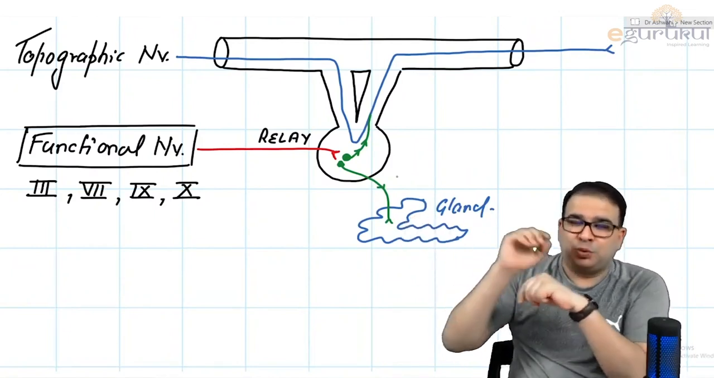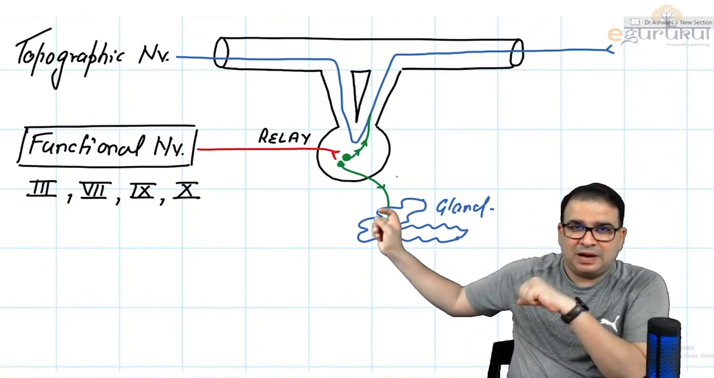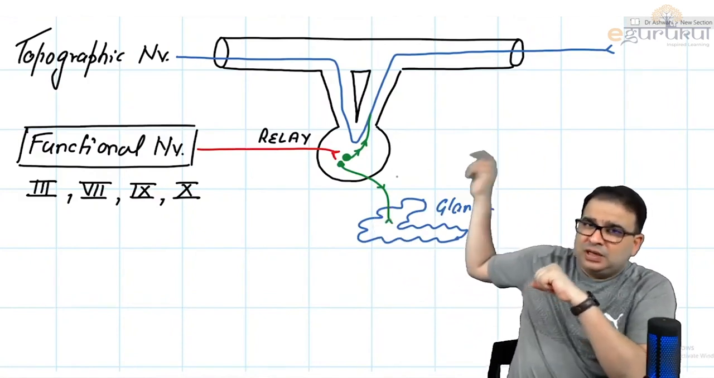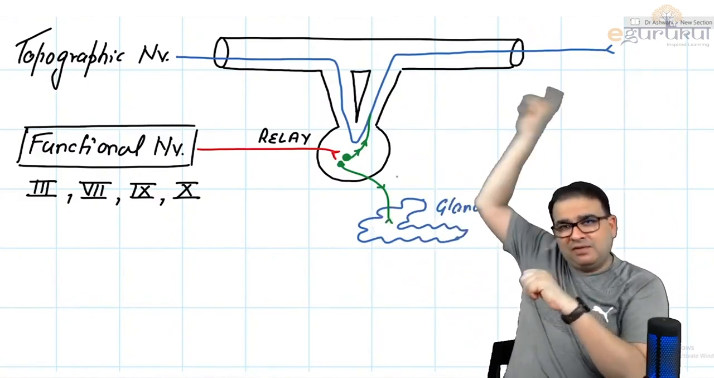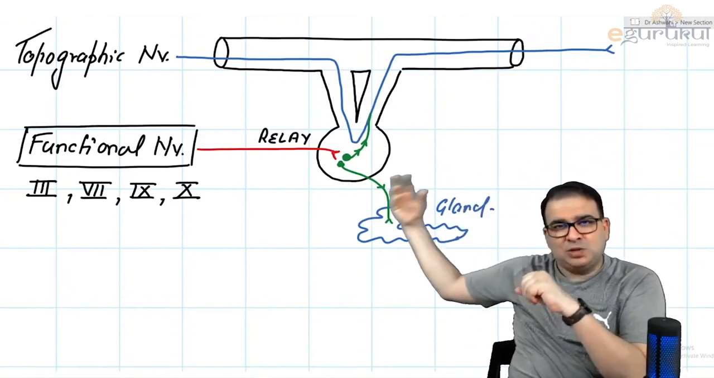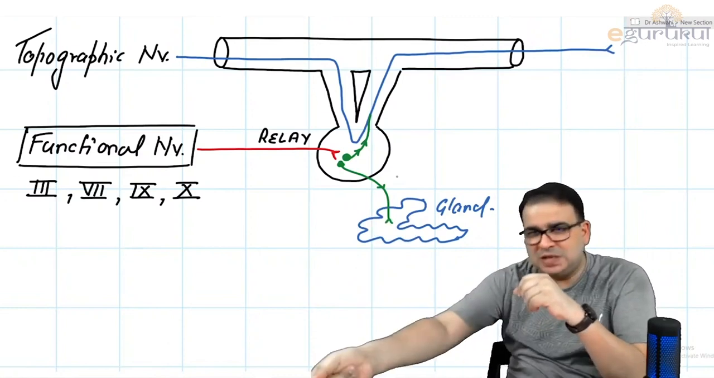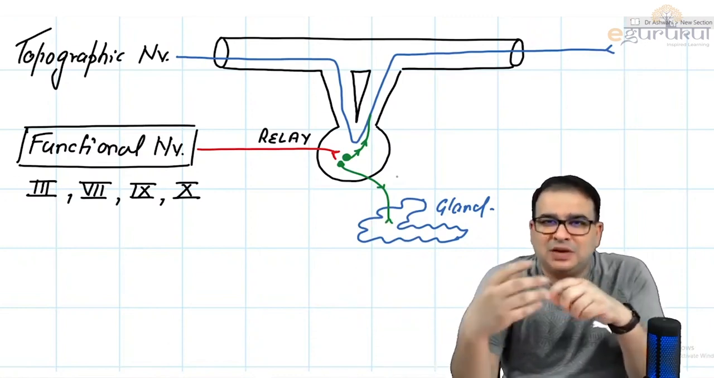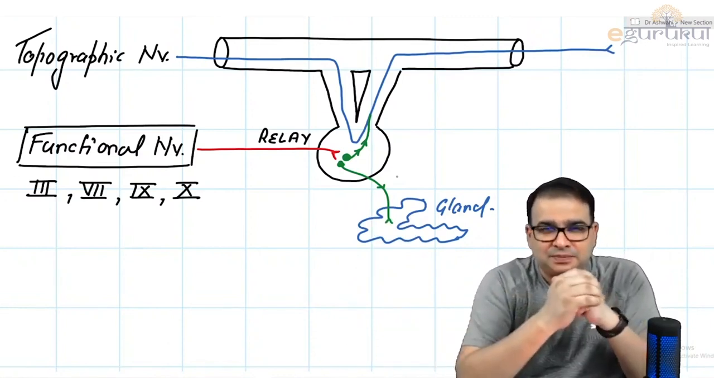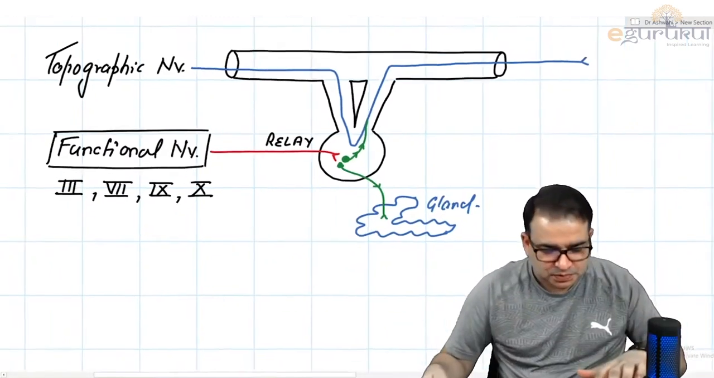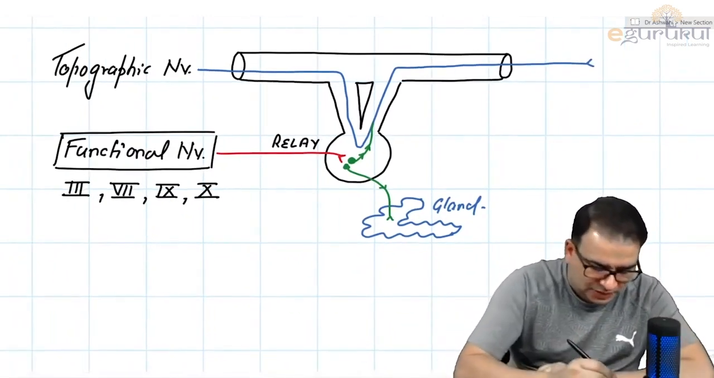Post-ganglionic fibers now have 2 options. If a post-ganglionic fiber has to supply a gland which is far off, then they will join with the topographic nerve and reach there. And if a post-ganglionic fiber has to supply a gland which is very close to the ganglion, the nerve will come out from there and supply it, whether it is smooth muscle or gland. Right? I'll make you write this also, but look at this.